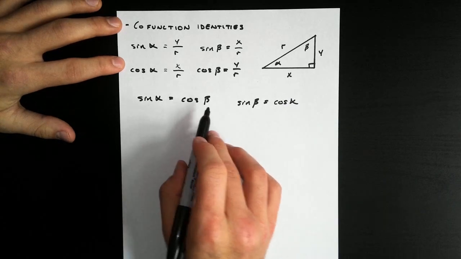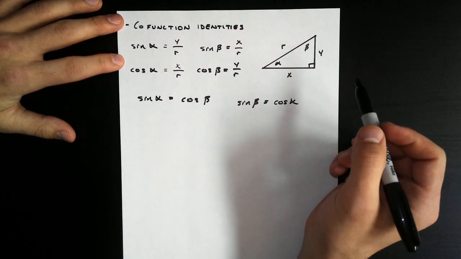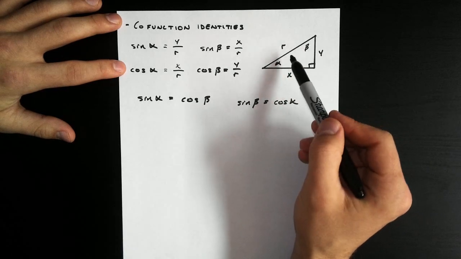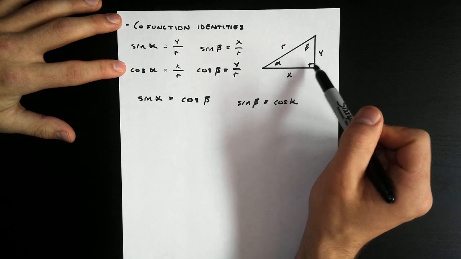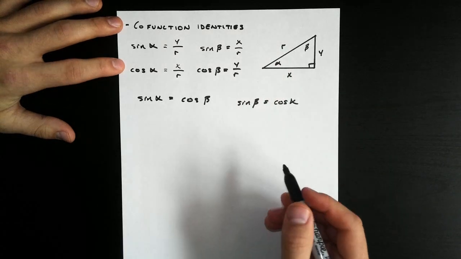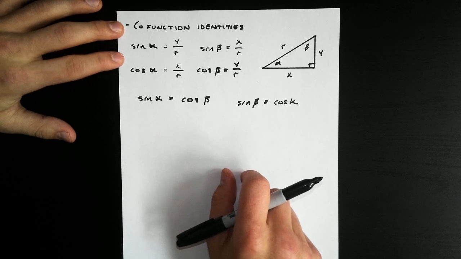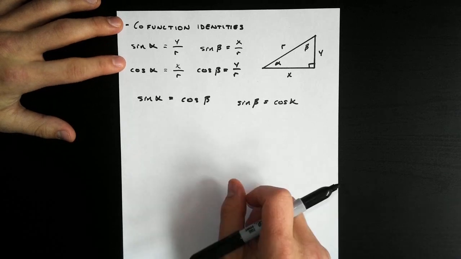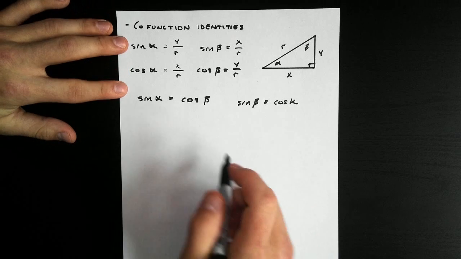But we also know that alpha and beta are directly related to each other. They're the two acute angles in a right triangle. So we know that the angles in a triangle have to add up to 180 degrees. We already know this is 90. So that means alpha and beta have to also add up to 90, which means that they're complementary angles. And that's where this idea of cofunction comes from. So cofunction, that prefix co, basically we're looking at the fact that they are complementary angles to each other.